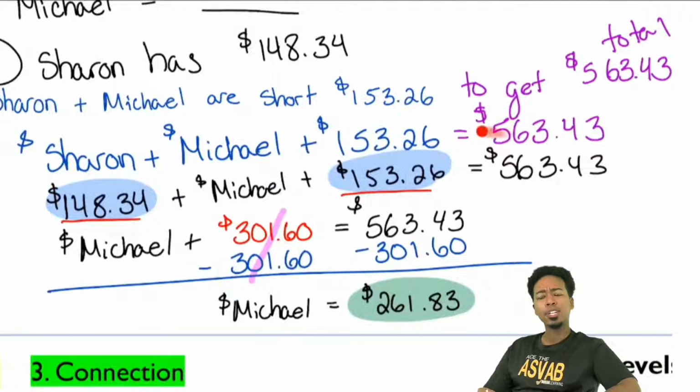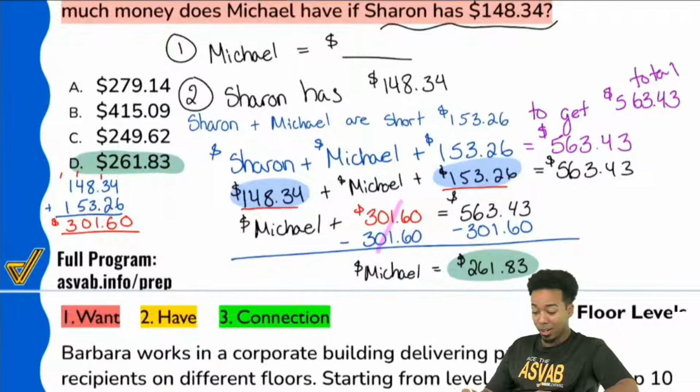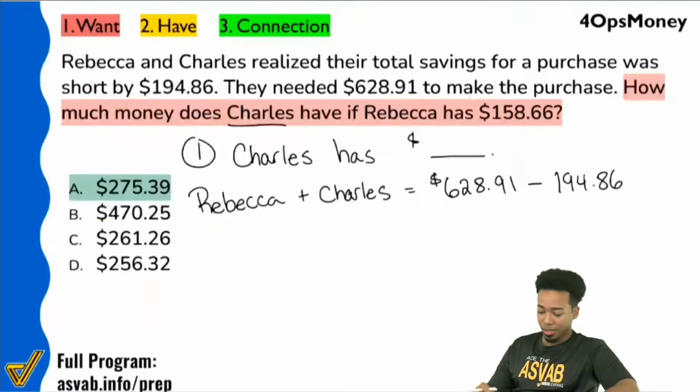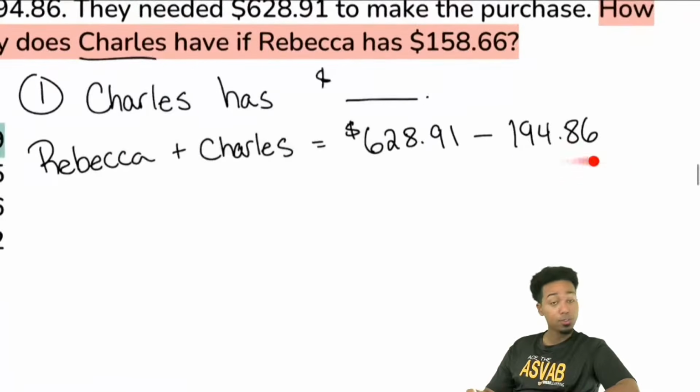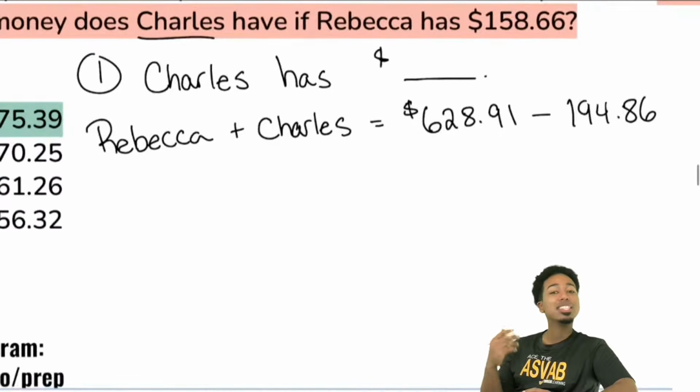Quick question, everybody. If I wanted to put this 153.26 on the other side, what would I do to both sides to make that happen? What would I do to make that go on the other side? Yeah, I would subtract that on both sides, right? I would subtract the 153.26 on both sides. And that's exactly what would happen. If you subtracted it on both sides, look at what we have here. It's subtracted on the other side. So it's literally the same thing.